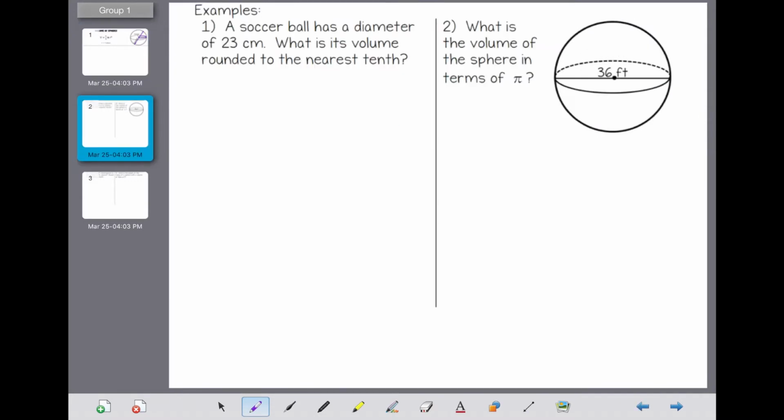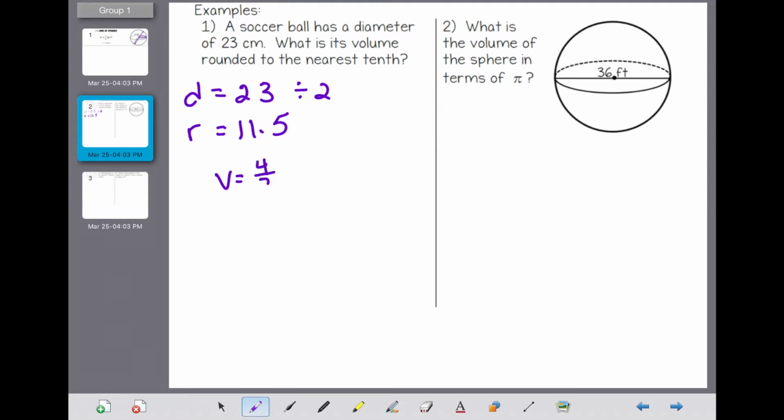In our first example, a soccer ball has a diameter of 23 centimeters. What is its volume rounded to the nearest tenth? So remember that if they give you the diameter, we can't use it. It does not go into the formula. We need to divide that by 2, and so we get that our radius is 11.5.